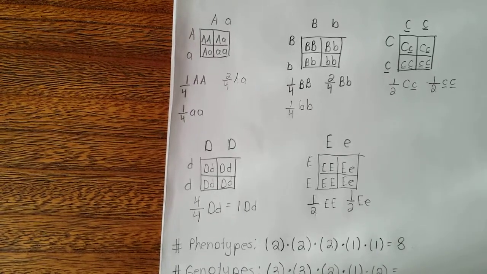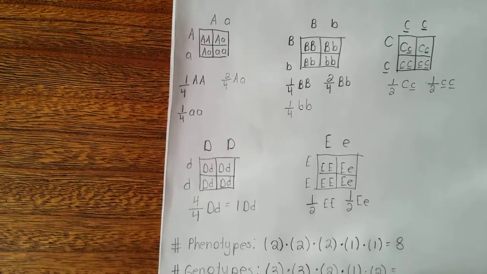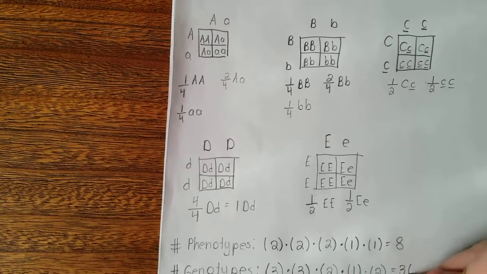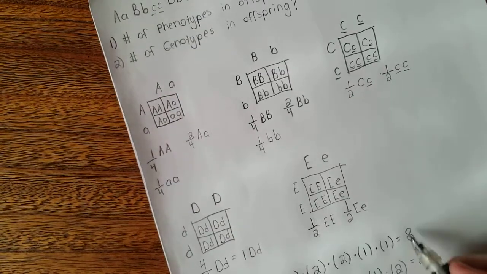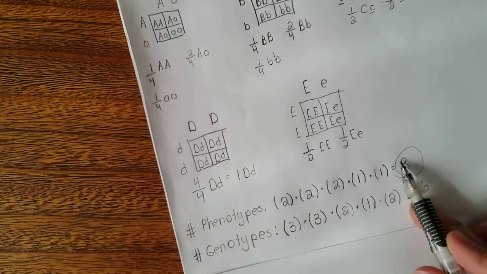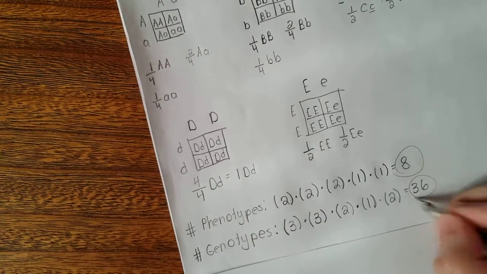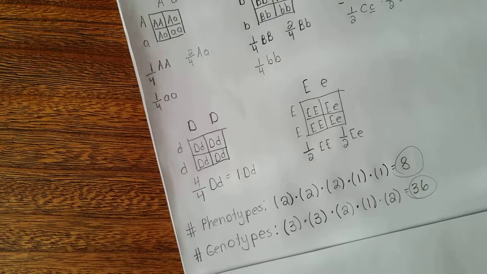3 times 3 is 9, times 2 is 18, times 1, 18, times 2 is 36. These are your answers. 8 phenotypes, and 36 genotypes. That's it.